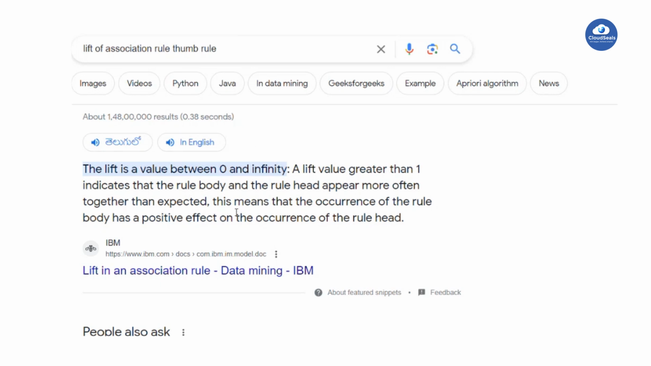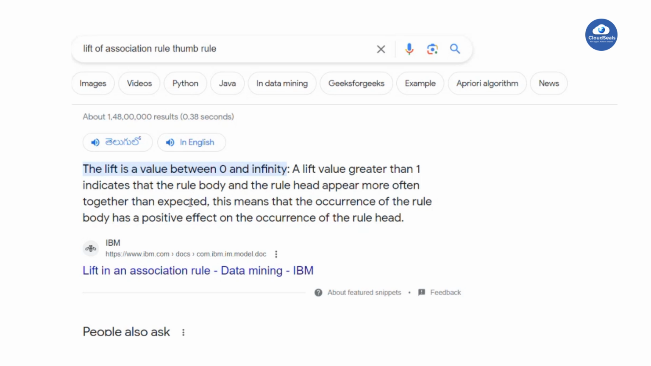This means the occurrence of the rule body has a positive effect on the occurrence of the rule head. Positive effect means high: whatever association rule has the high lift value, the possibility of that association is very high. That means whenever the customer bought wine, the possibility to buy diaper is very high. The effect is very positive. We are giving the high effect for that association rule based on the lift value. That's why we are calculating the lift. If the lift value is greater than 1, that indicates the rule body and rule head appear more often together than expected.